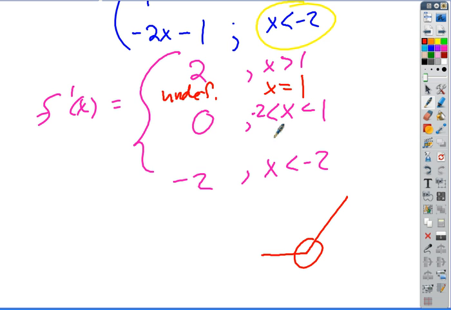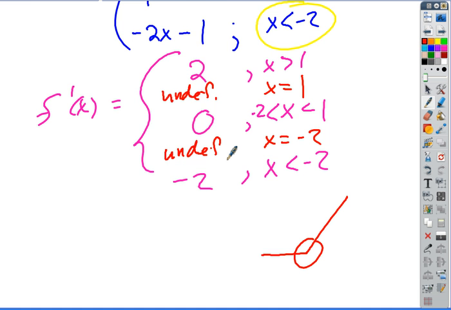Okay, what about when x equals negative 2? Same thing. We're making a transition from 0 to negative 2, so it's undefined. Make sense? Because we've got these sudden shifts in slope, we don't have derivatives there. They're undefined, and therefore they're critical numbers. They are important.